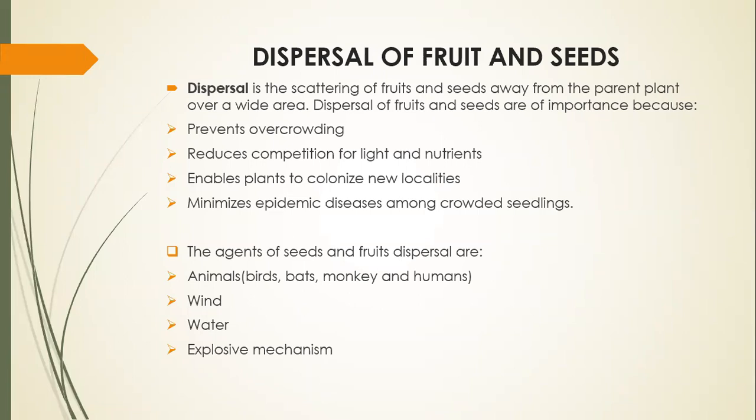One, the first one, animals. Now, these animals include birds, bats, insects, monkeys, and humans. They are all agents of dispersal. Then two, wind. Three, water. Then four, explosive mechanism, also referred to as self or mechanical dispersal. So we are going to look at how these agents affect the dispersal of fruits and seeds, or how they enable dispersal to take place.